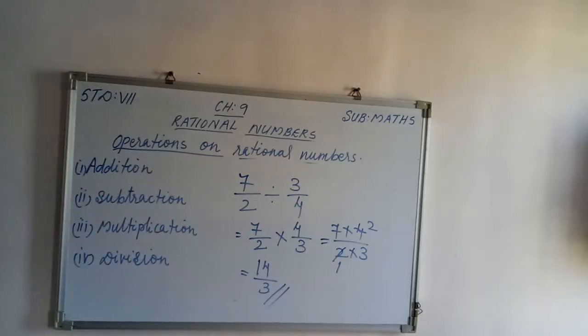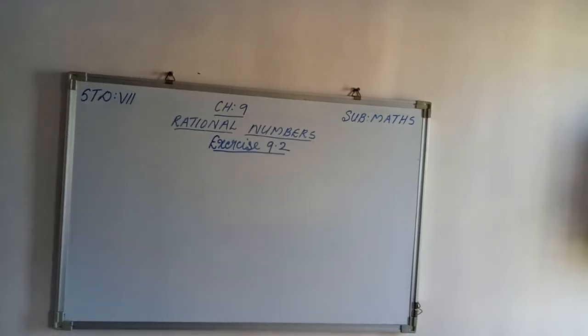Okay. So I hope you have understood how to add, subtract, multiply or divide rational numbers. Now we can start with exercise 9.2. Question 1, find the sum. It's on page number 190. Find the sum: 5/4 plus minus 11/4.